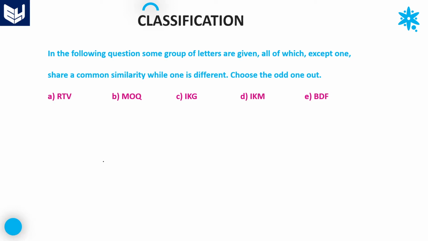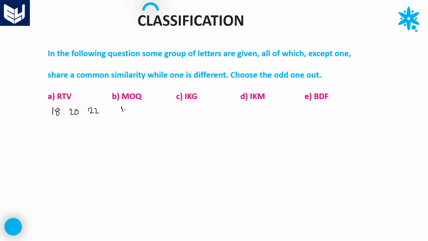Let's move on to the next question. See here. Here the options are R, T, V; M, O, Q; I, K, G; I, K, M; B, D, F. If you read in this manner, you may not get the logic immediately. So better to write each letter with its respective number so that you will get the logic easily. Here R is 18, T is 20, V is 22.